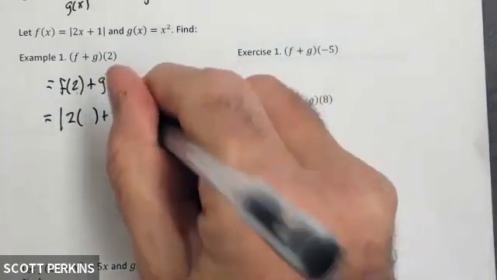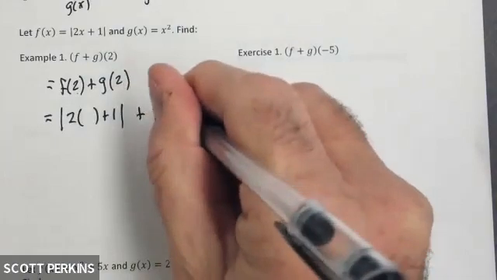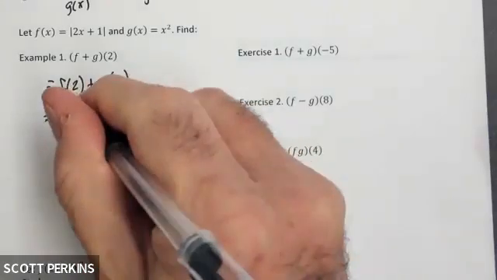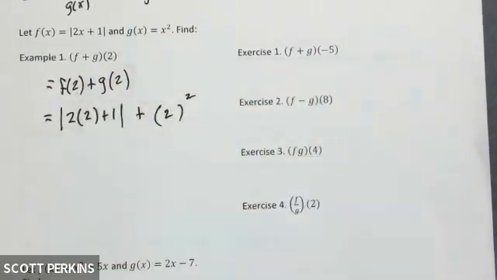And then plus g is x squared. So here's my parentheses squared. In both the places where I've got those parentheses, I'm going to plug a 2 in. And now it's just determine the value. Not anything that's too big of a deal. This is college algebra. You've evaluated expressions hundreds of times before.